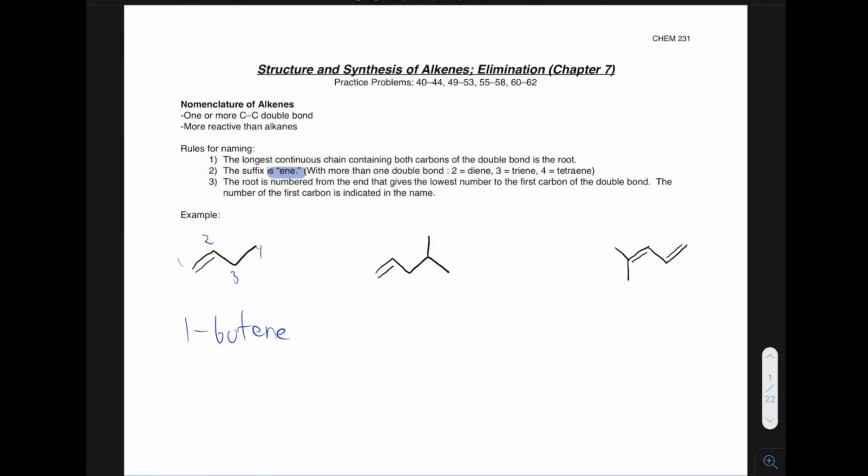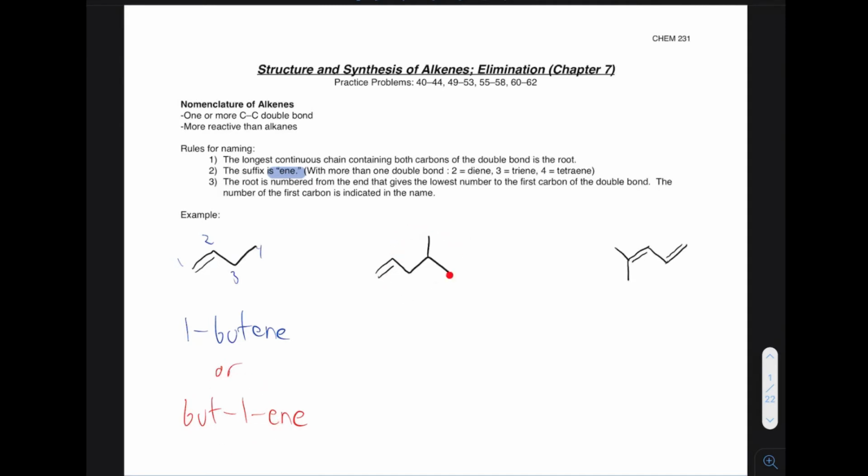Another way you could do this, and I'm not going to do this because I think it looks kind of weird, but sometimes you'll see things denoted as such, where it'll be but-1-ene. I will be naming the molecules the other way, but you might see structures like this in your book, or if you ever search up molecules, or in future chemistry classes.